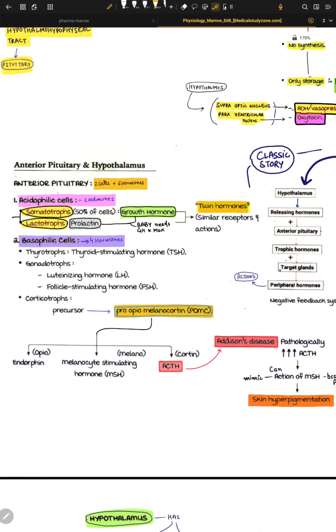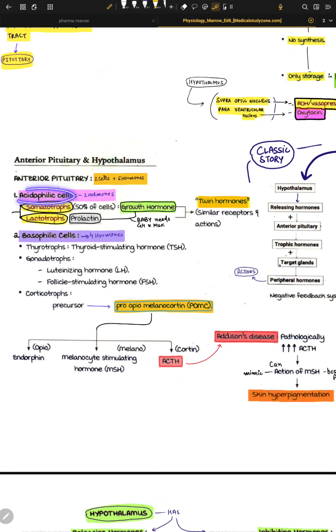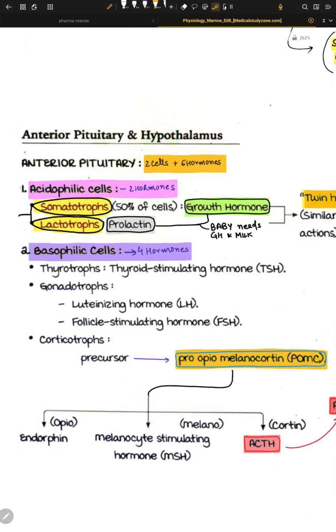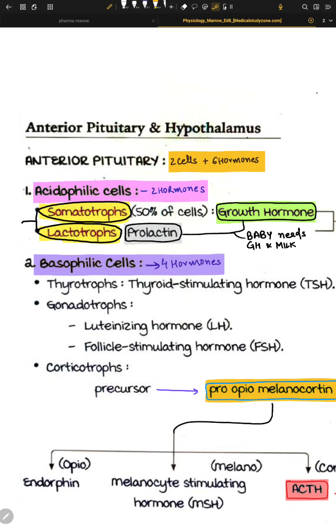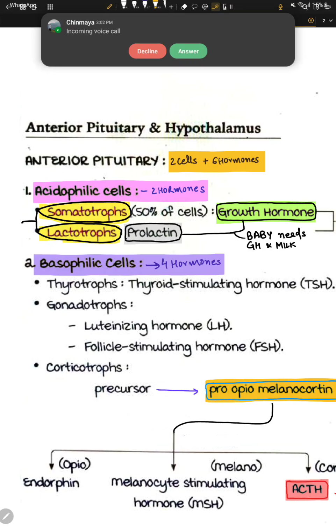Okay, so let's talk about these two hormones, prolactin and growth hormone. The anterior pituitary has 2 cell types and 6 hormones. The 2 cell types are acidophilic cells and basophilic cells. Basophilic cells are blue and acidophilic cells are pink. Just remember that acidophilic are pink and basophilic are blue, because they love basic dyes, and basic dyes are blue in color. We have two types of acidophilic cells.